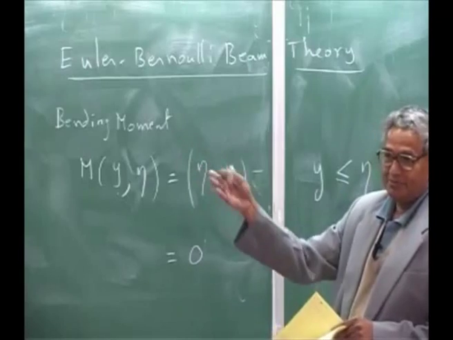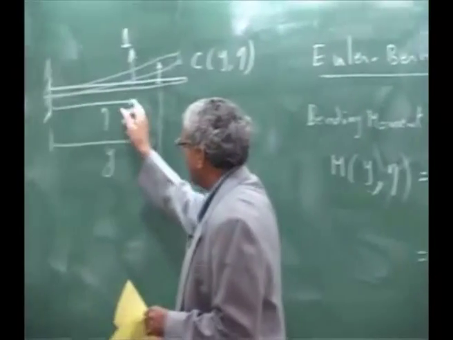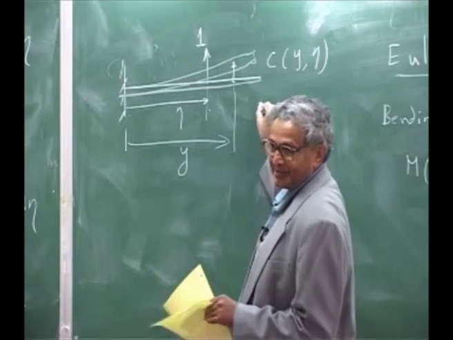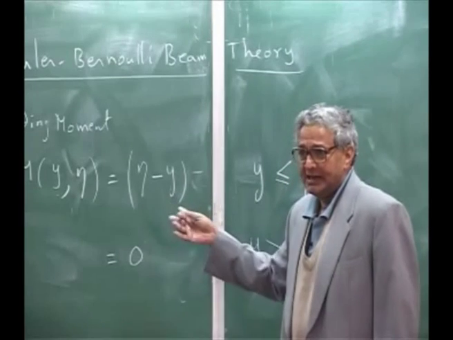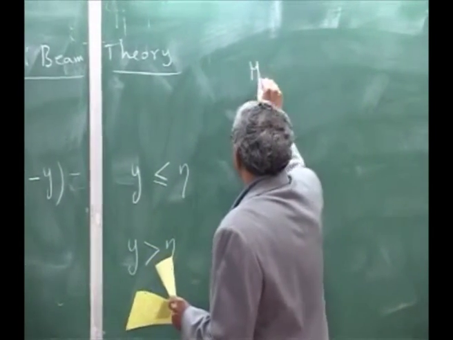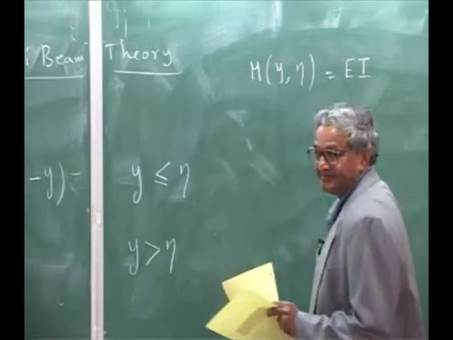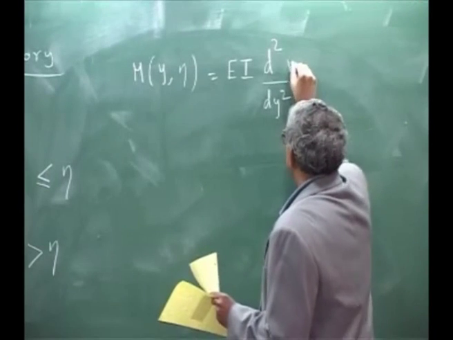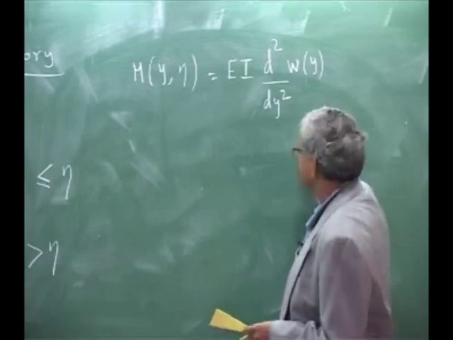Okay, that means you have split the whole beam into two parts. One part you have a bending moment which is eta minus y. That means when y is in this zone, and y beyond this point. Okay. Now you solve the equation of just bending deformation. You know the bending moment, and Euler-Bernoulli beam theory says that bending moment is equal to EI d square over dy square w at y. Right? This is the standard second derivative of the deformation.